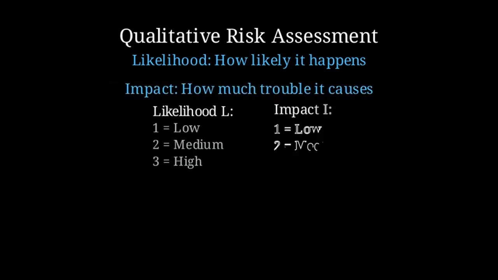Step 1 is assigning values. We use a scale from 1 to 3. 1 means low, 2 means medium, and 3 means high. We do this for both likelihood and impact.